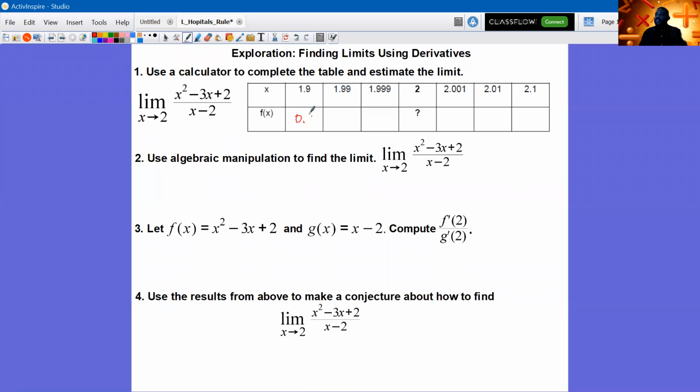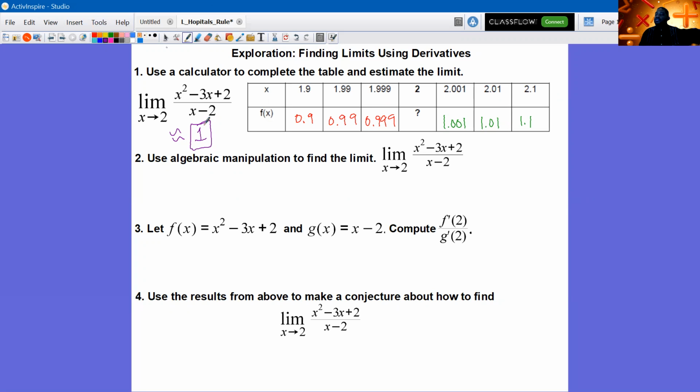So this is 0.9, 0.99, 0.999, and then on the other side, 1.001, 1.01, 1.1. And so my guess is that the limit is 1. That would be my guess based off the values in the table.